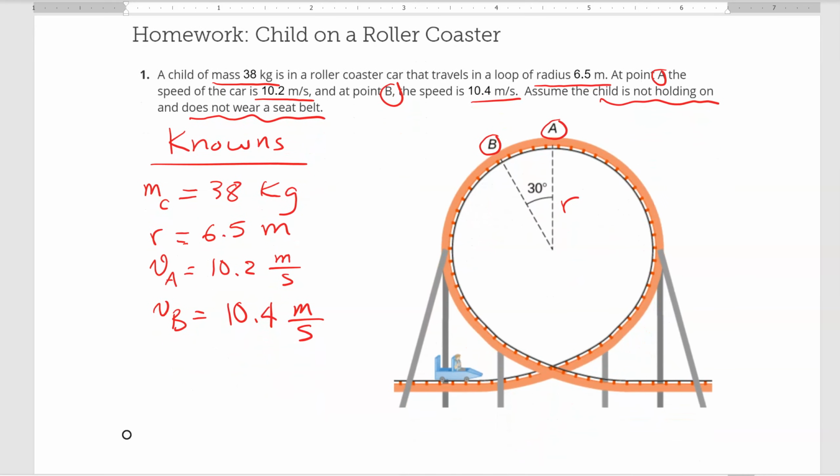This is very similar, by the way, to the problem of the water in the bucket in the video that I gave you last week to watch. So it's no different than that. The water in the bucket is supported by the bucket, so there is a normal force on the water, in the same manner as the child sitting on the roller coaster seat is supported by the seat, which means there is a normal force on the child from the seat.